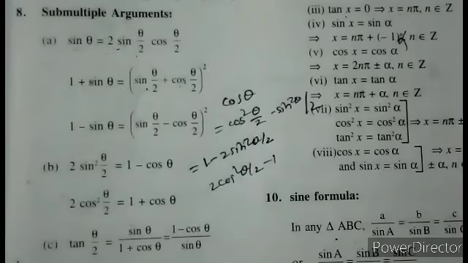So here sin square theta by 2 is equal to 1 minus cos theta by 2, and cos square theta by 2 is equal to 1 plus cos theta by 2.